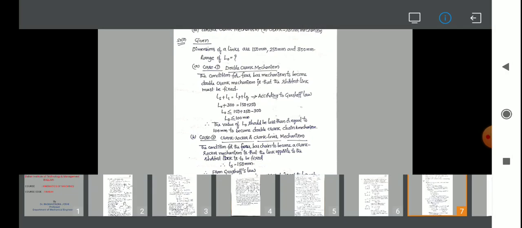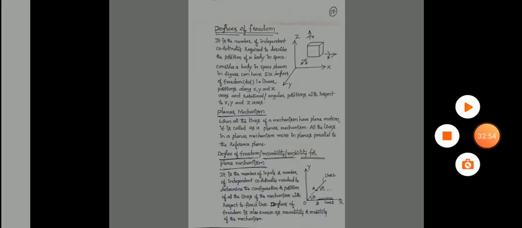Like that, one can find out degrees of freedom. So, the degrees of freedom. What is degrees of freedom? It is the number of independent coordinates required to describe the position of a body in a space. So, the number of independent coordinates in order to specify the configuration of a body is known as degrees of freedom. Let us consider a body in a space which is shown in the figure.